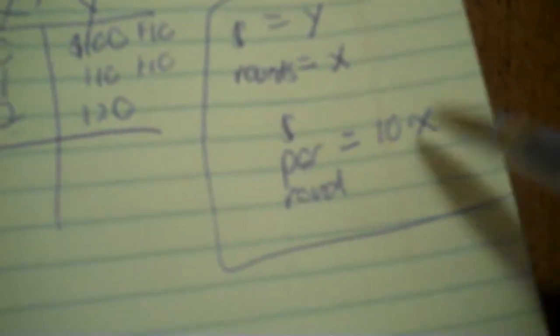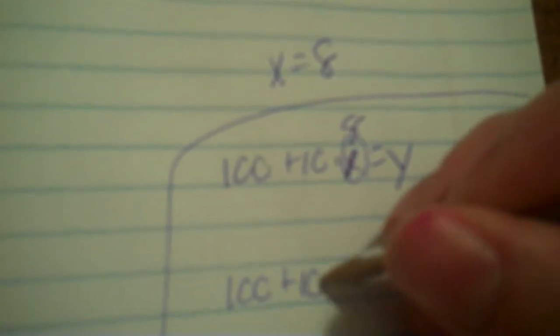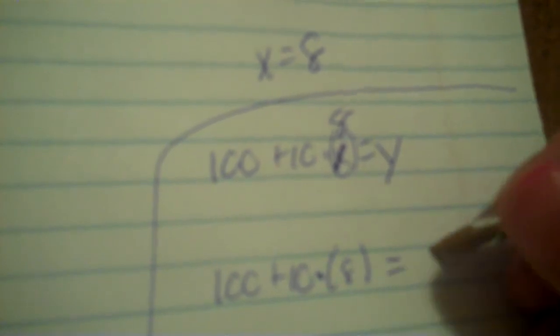So your line, we know we have 10 times X. And then 100 was the first number we added 10 to. So I have 100 plus 10 times X equals Y. Now the moment of truth. This is why you have the table. It says 8 rounds. So you put 8 under the rounds. That means X equals 8. Since X has a times dot, you want to put it in parentheses and put 8. So we have 100 plus 10 times parentheses 8 equals Y.